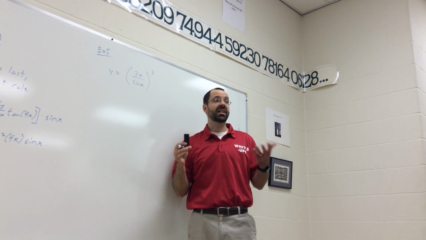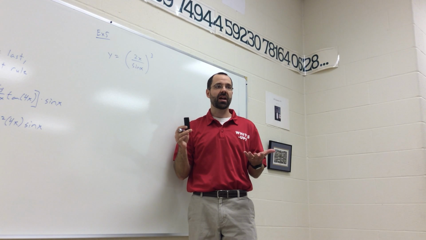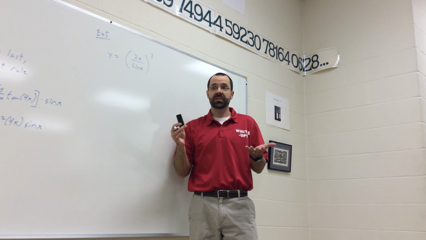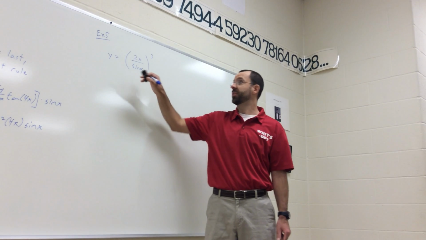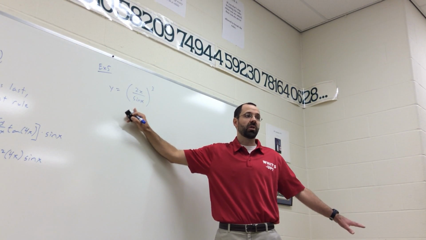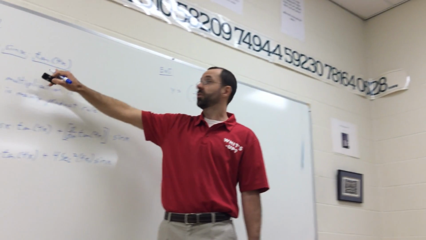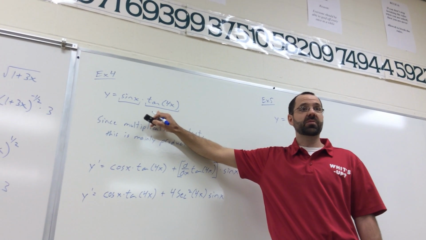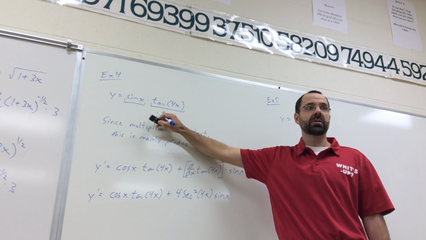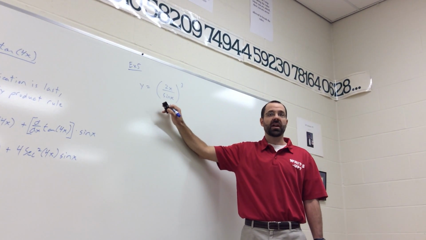Okay, so what's happening last? Is the division happening last, or is the cubing happening last? Cubing's happening last, so that means that this problem is mainly a chain rule, and then it's got quotient rule on the side. So over here, the multiplication was last. That's why it was mainly product rule. But here, the cubing is happening last, and that's why it's mainly chain rule.